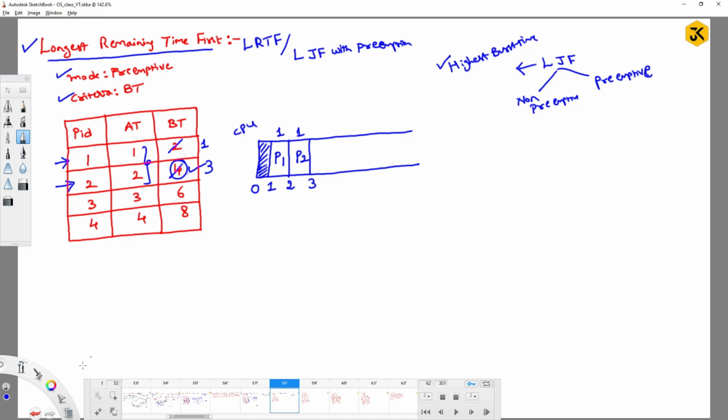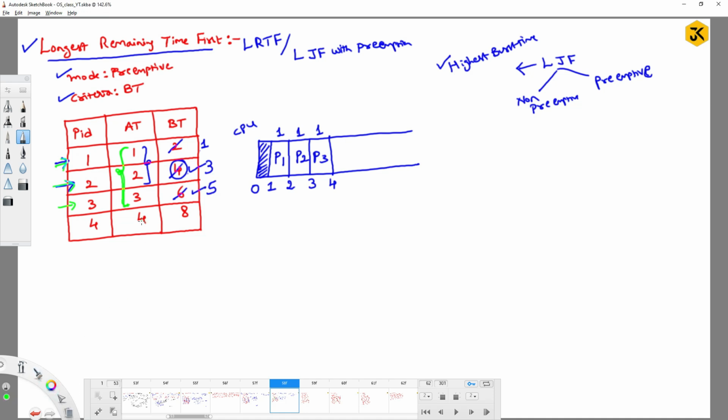By the time of 3 units, what are the processes available? Process 1, process 2 and process 3. When these 3 are available, which one will get the chance first? Process 3 will get the chance because it has the highest burst time. 1 unit of time is allocated. Now, as it is allocated 1 unit of time, I have to reduce its burst time by 1.